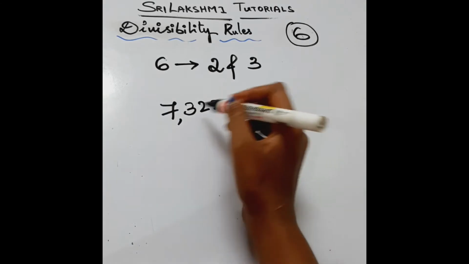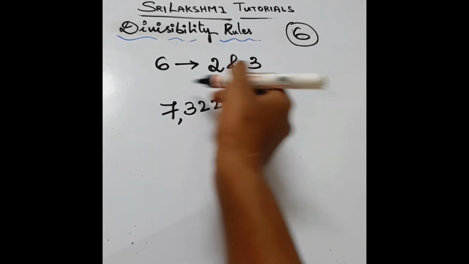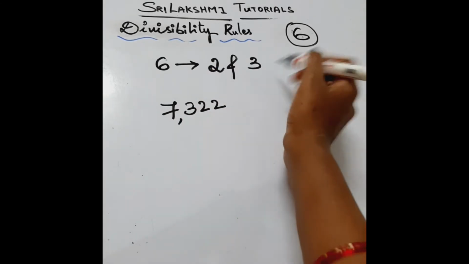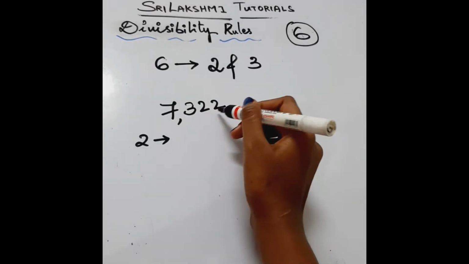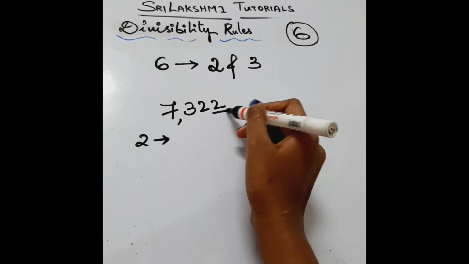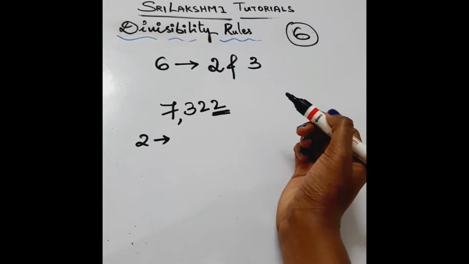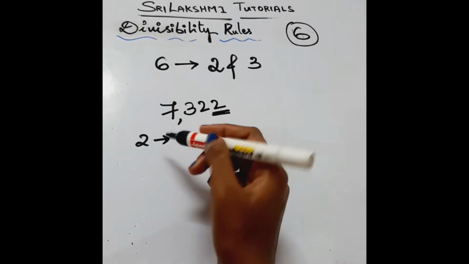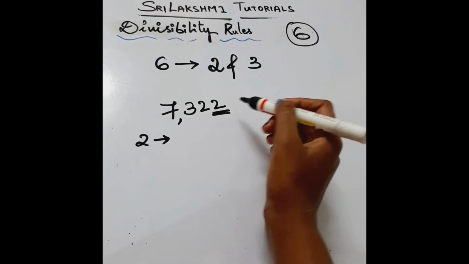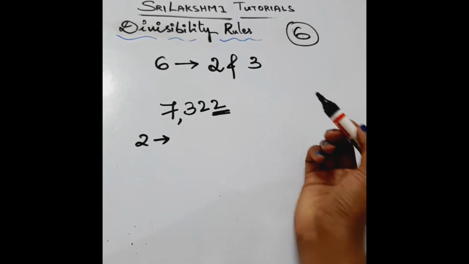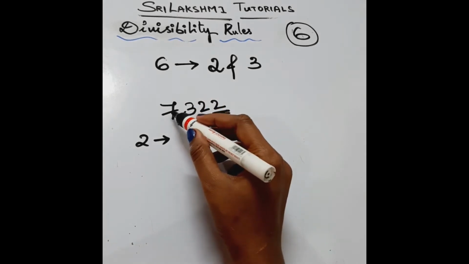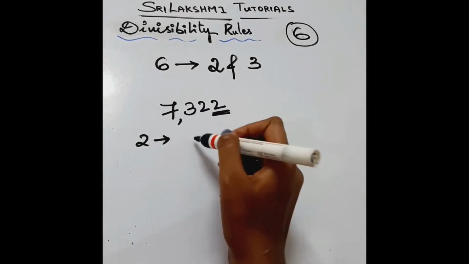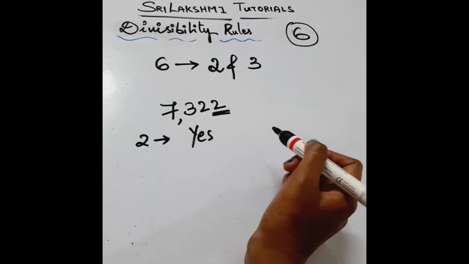7322. Let us check whether this number is divisible by 2 and 3. Now test for 2 first. In the units place we have 2. Does this satisfy the condition of 2, that in the units place we have 2? Yes. So this number 7322 is divisible by 2.